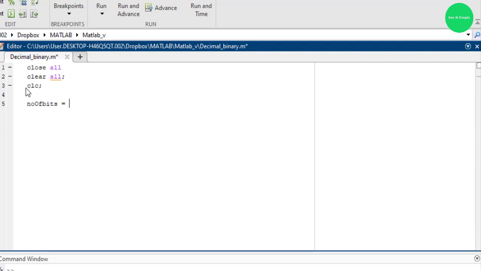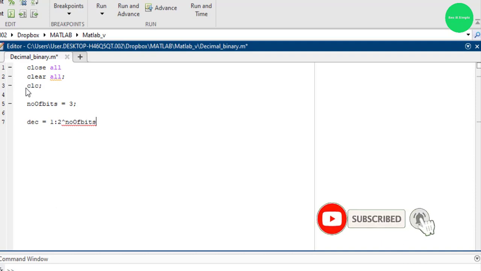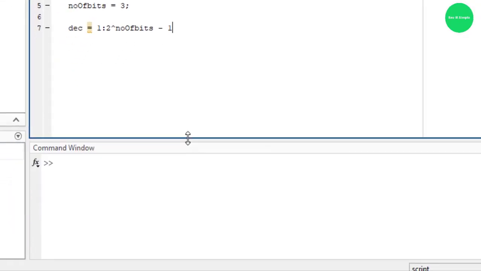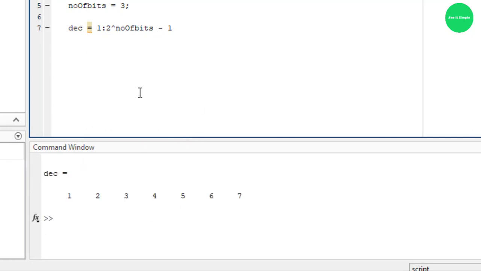We have converted now using the number of bits. We have converted to a decimal array. How do we do it? As 2 to the power of the number of bits, minus 1. Let's see. You can see 0 to 7, 3 bits.